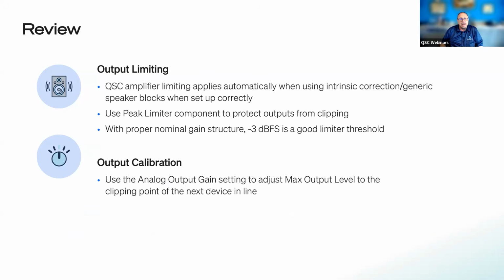Output limiting: QSC amplifier limiting applies automatically when you're using our digital amps. Use a peak limiter component to prevent any output from clipping if you have an analog out. Proper gain structure is negative 3 dB full scale, which is a good threshold limit for that. Make sure to calibrate your outputs depending on what they go to.